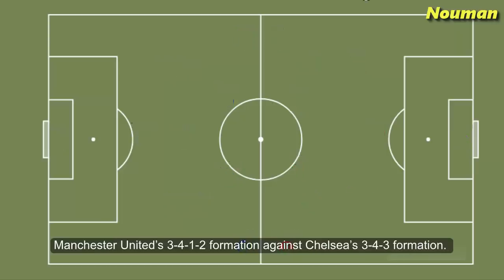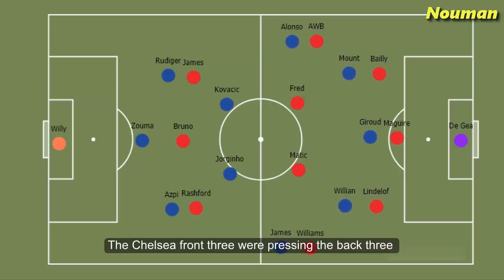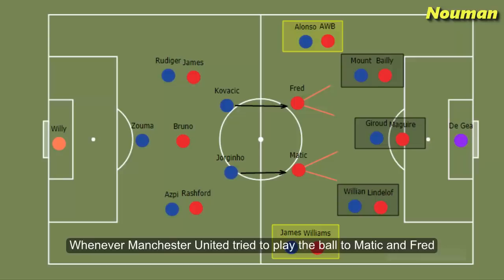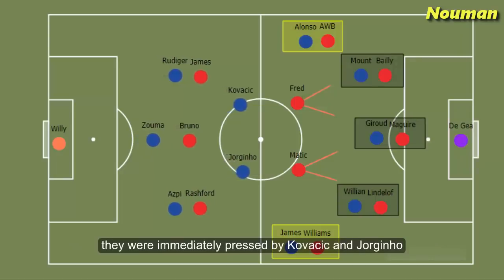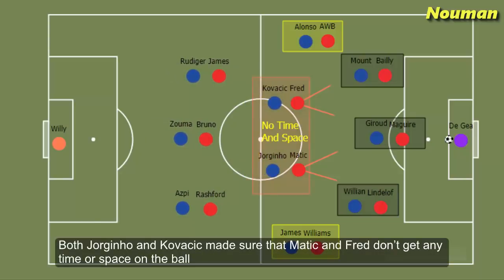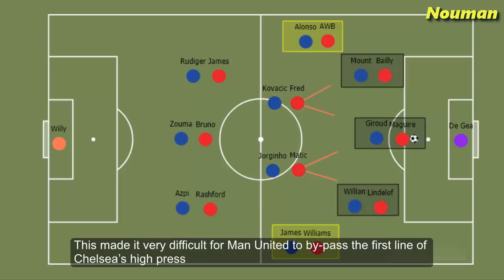Manchester United's 3-4-1-2 formation against Chelsea's 3-4-3 formation. The Chelsea front three were pressing the back three, with the wing-backs pressing the two Manchester United wing-backs. Whenever Manchester United tried to play the ball to Matic and Fred, they were immediately pressed by Kovacic and Jorginho. Both Jorginho and Kovacic made sure that Matic and Fred don't get any time or space on the ball. They were forced to play with their back towards the goal, and they had no time to turn with the ball. This made it very difficult for Manchester United to bypass the first line of Chelsea's high press.